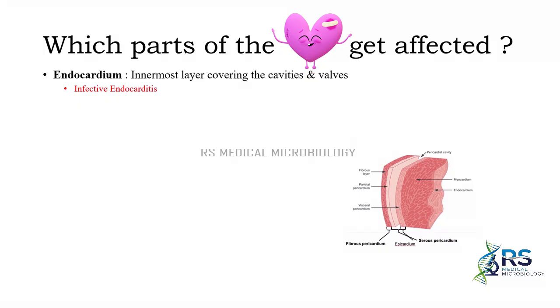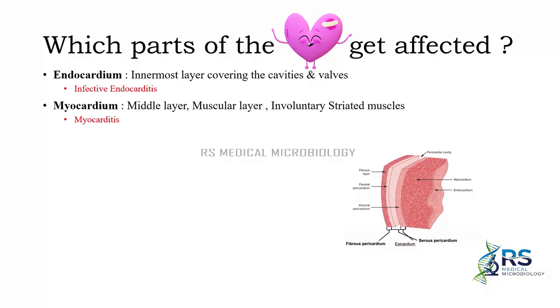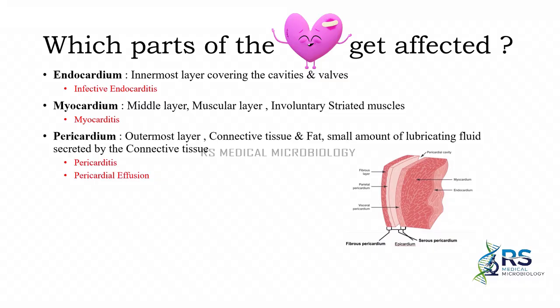Obviously the endocardium, which is the innermost layer, and that infection will be called infective endocarditis. Myocardium, or the middle layer, the muscular part, so that is called myocarditis. The pericardium, the outermost layer with all the connective tissue, fat, everything. It also has a very minimal amount of fluid to ensure lubrication, so that can be a pericarditis or pericardial effusion.